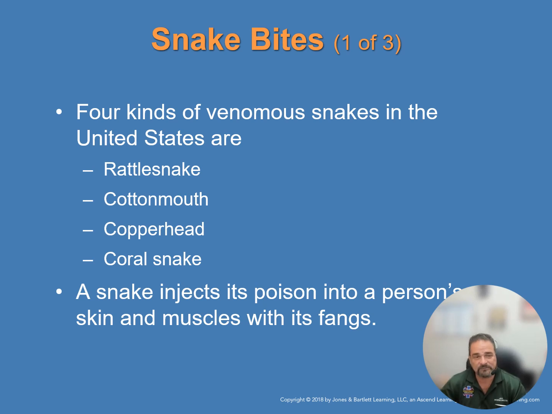Now, coral snakes are a little bit different. They primarily have to bite and chew their way to spread the poison within. They don't really have fangs, but they have teeth, and they have glands that secrete a neurotoxin into the body. All snakes inject their poison into the person's skin and muscles with their fangs, with the exception of the coral snake. Again, like I said, they don't have fangs, but they do have teeth, so they can break the skin so that the poison will enter the body.